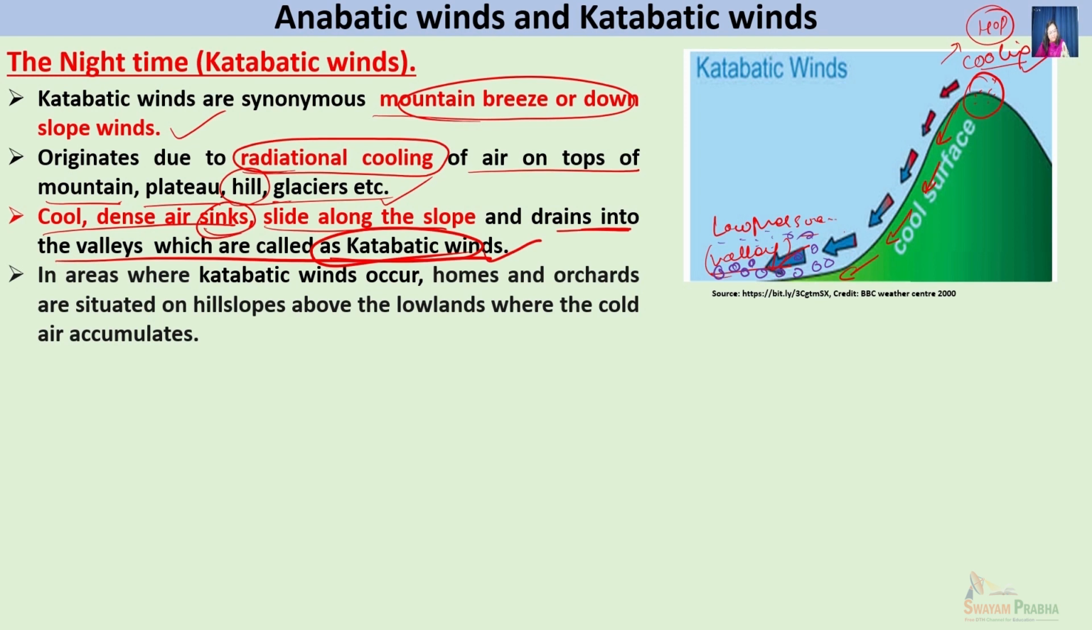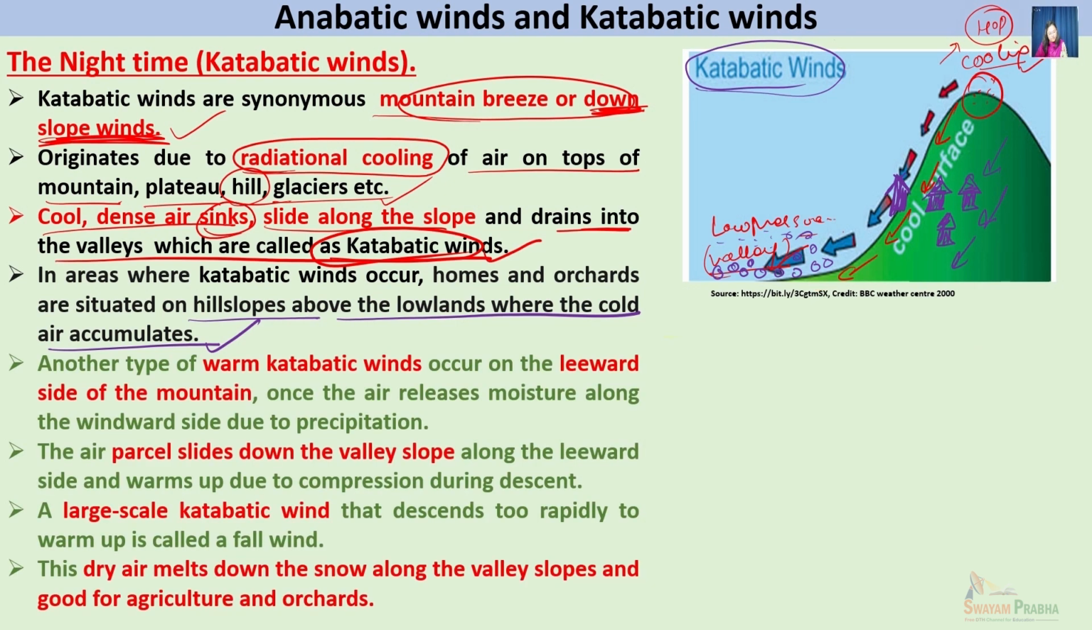which are detrimental for agriculture and homes also. Therefore, in such areas, the homes are situated on hill slopes above the lowlands where the cold air accumulates. So in order to prevent the detrimental effects of fog, the homes are primarily situated along the higher areas in these slopes. Basically, katabatic winds are downslope winds which blow from high mountain areas towards the valley floor regions.